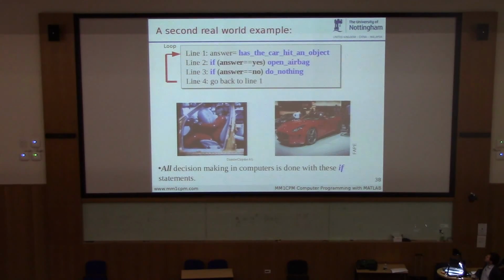So here's another example of an if statement that we've already met. Has the car hit an object? If answer equals yes, open the airbag. If answer equals no, do nothing, go back to line 1. So these are decision-making statements. Now, if these are wrong, you could have quite a serious accident in your car. If you mess these if statements up, the airbag could inflate while you're going down the motorway, and then you crash and die. So these are quite important statements to get right.